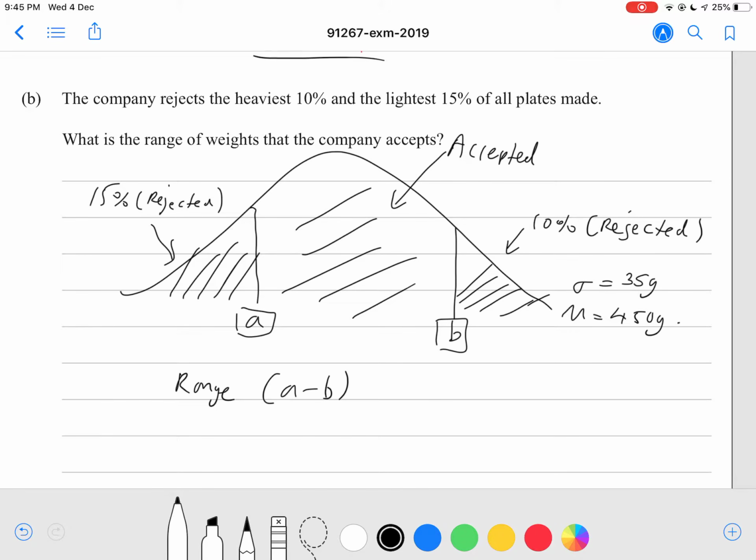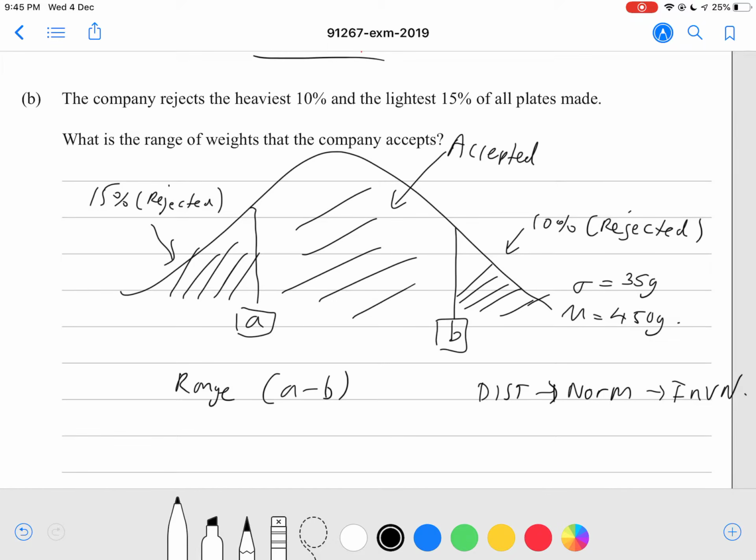So basically, you're going to go to distribution, then normal, and then we're going to go inverse. That's displayed as INVN, and that will take you to an inverse page.